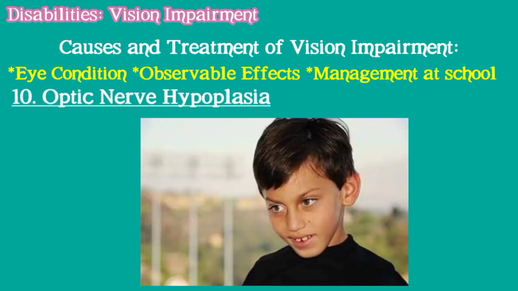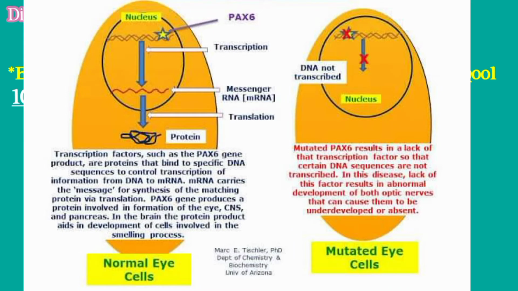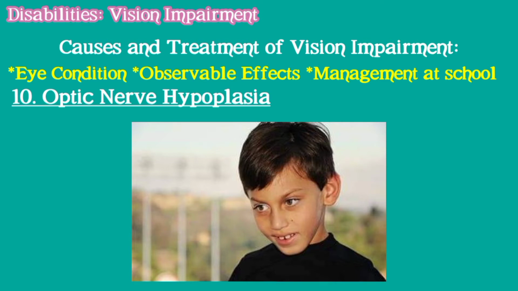Next is optic nerve hypoplasia. So this is a small, undeveloped optic nerve. The observable effect is decreased vision depending on the severity of the condition. Very strong glasses are needed for close and distant viewing. So this is the same as optic atrophy. They also need very high graded eyeglasses in order for the student to see whether it is close or at a distance.